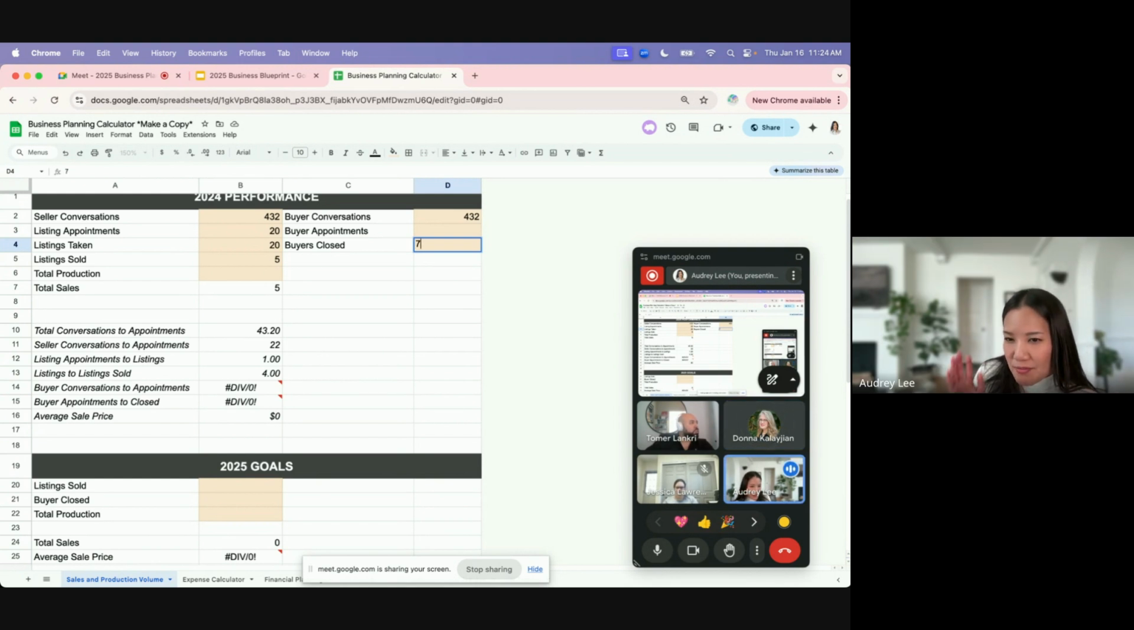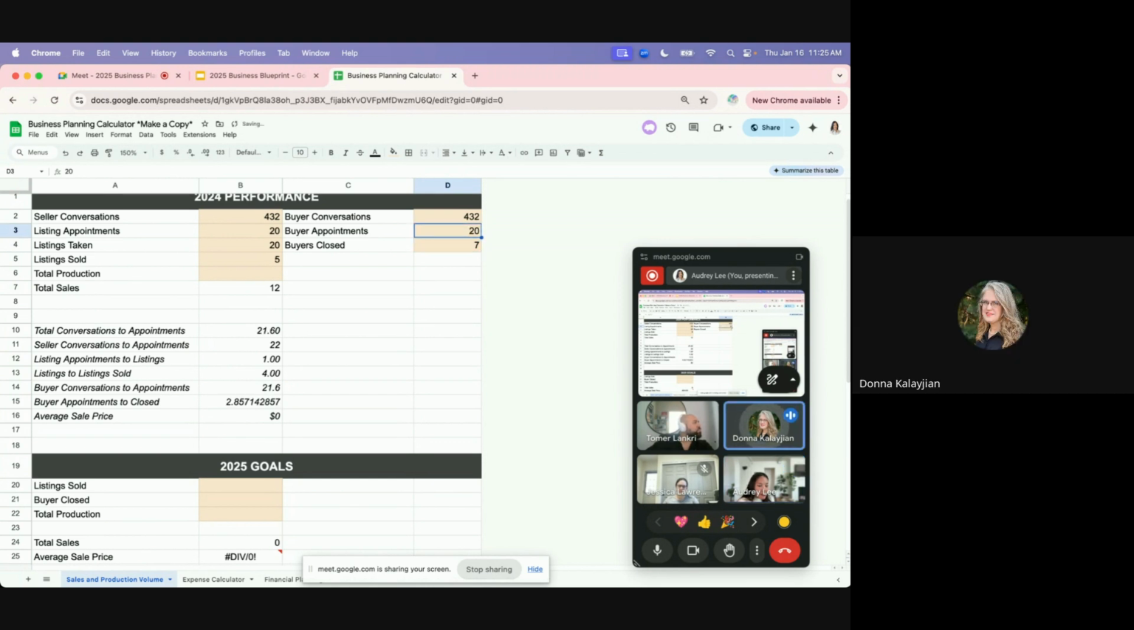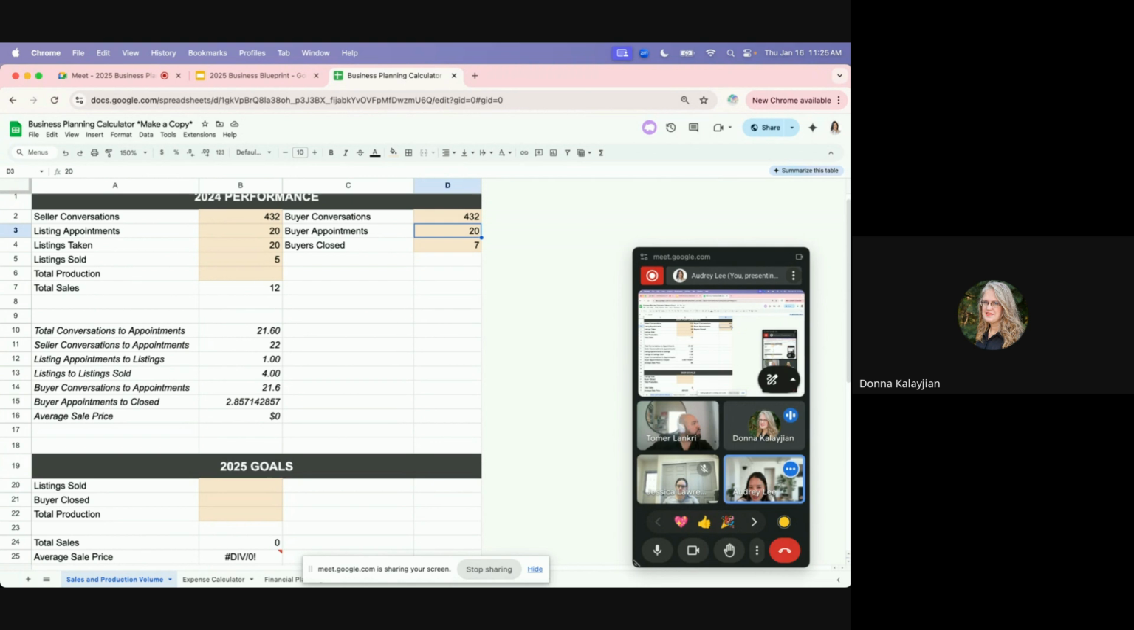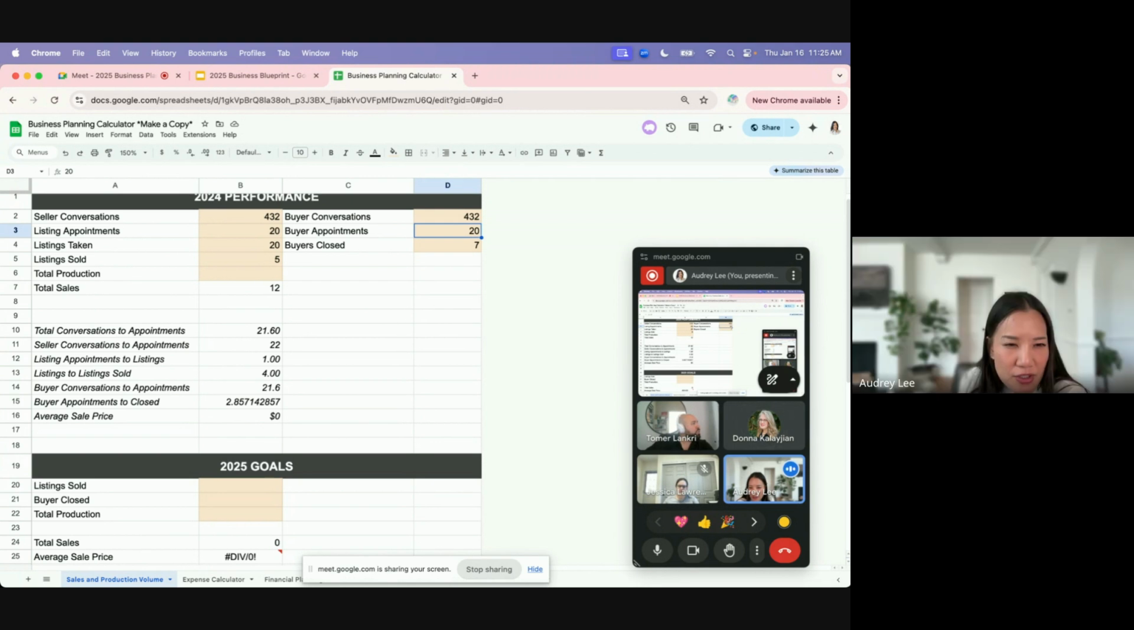Do you happen to just have an idea? I know that you're 100% for your listing appointments, but do you have any idea on how many times you have to take a buyer out before one actually transacts? A lot. So maybe we'll say just 20. Does that sound about right? I'd say buyers are about a 20% conversion. Oh, 20% conversion. Okay. Sellers are easier. Sellers are a little easier for you.